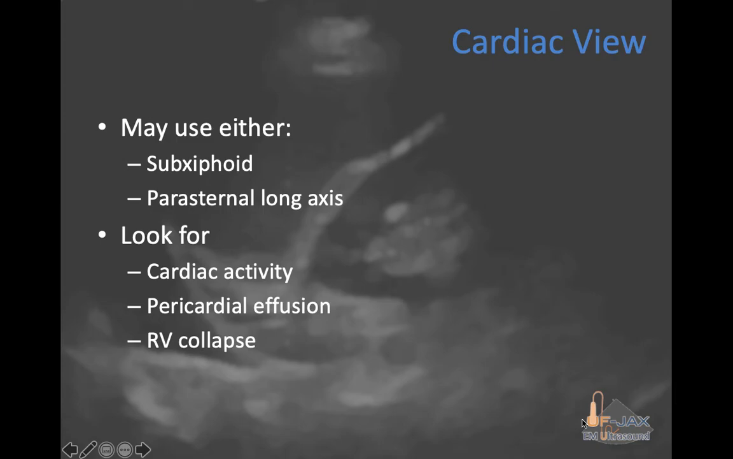Now that we've interrogated the upper quadrants and the pelvis, we'll turn our attention to the cardiac view. The heart may be imaged in several planes, but for the FAST exam, the subxiphoid approach is the most common. The parasternal long axis view can be used if the heart is not visible in the subxiphoid plane. We're going to look at each of these approaches in further detail shortly, but whichever view you choose, the goal is still the same. Identify cardiac activity and look for a pericardial effusion. If an effusion is present, then you want to demonstrate right ventricular collapse to make the diagnosis of pericardial tamponade.